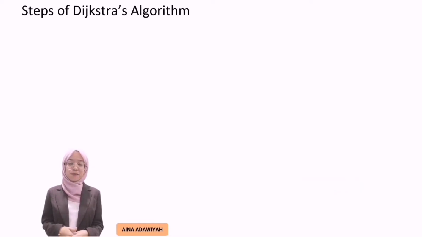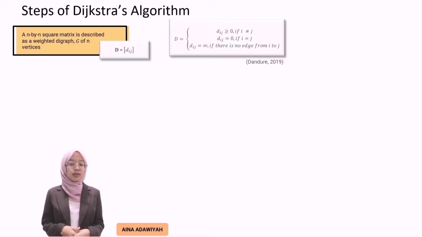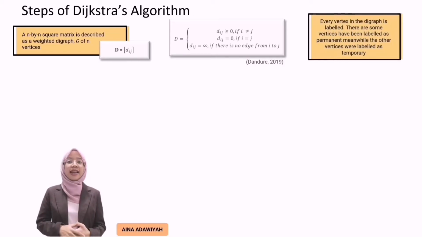Steps of Dijkstra's algorithm. An n by n geometry is described as a weighted diagram G of n vertices, as in this equation. D is the distance from a tourist attraction to the next attractions. Meanwhile, dij refers to the distance of the directed edge from vertex i to vertex j. Every vertex in the diagram is labeled. Some vertices are labeled as permanent, meanwhile the other vertices are labeled as temporary.